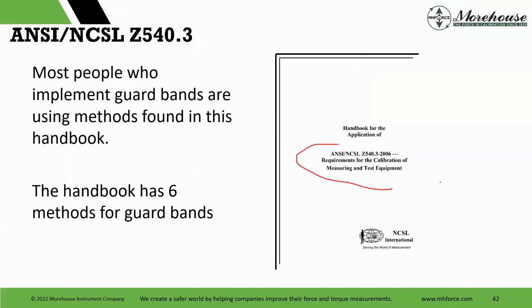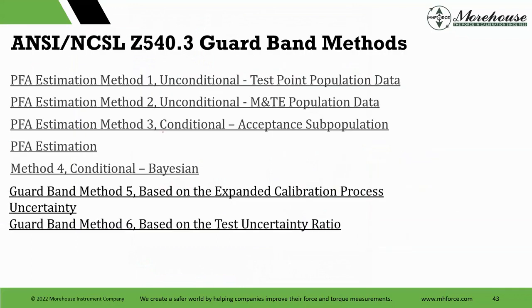I think that statement should be corrected. This is one that I knew: the handbook has the 6 methods. ILAC G8 has methods, and again, that's using guard bands. There's other people using a lot of others, but the handbook has 6 guard bands. Not really going to go into them.